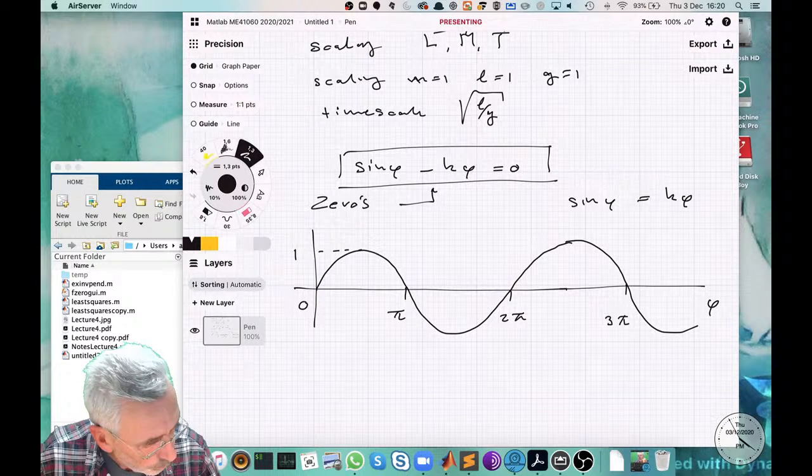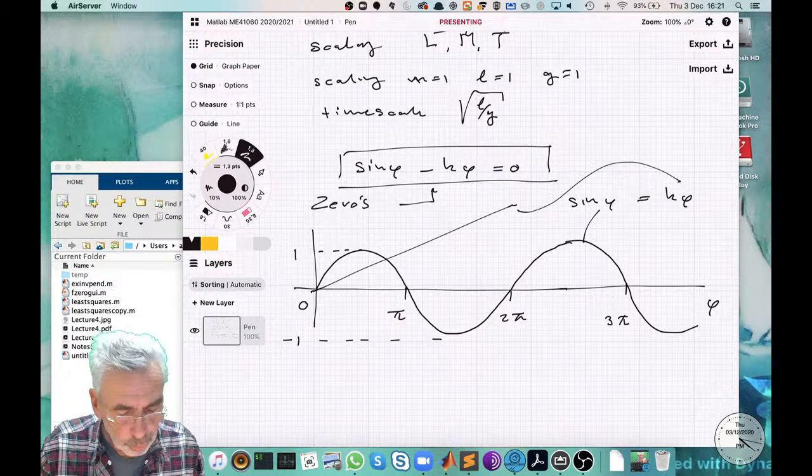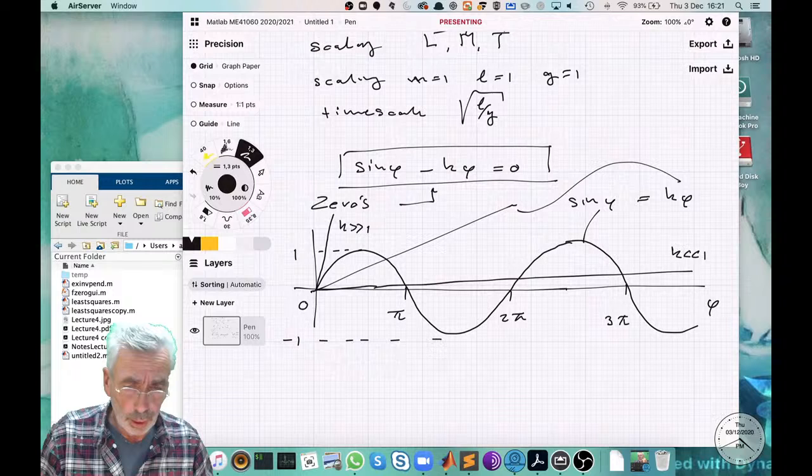And then k times phi is just a straight line from the origin, and let me just draw this. This is k times phi, for some k, where the value of k is of course the tangent of the function. And if k is very large, then you have a line like this, so that's k very, very large. And if the spring stiffness is very low, then you have a line like this, so if k is very, very small. And small and large are just order 1, that's the beauty of scaling.